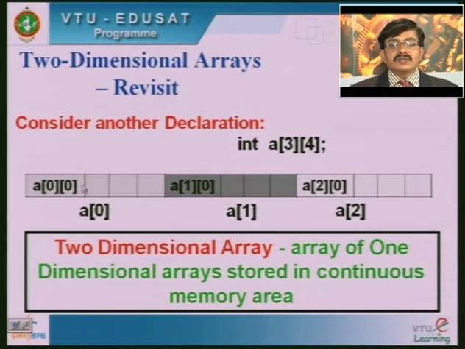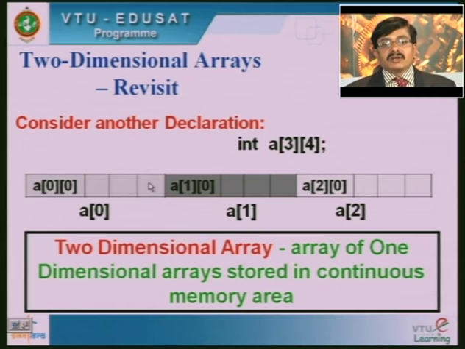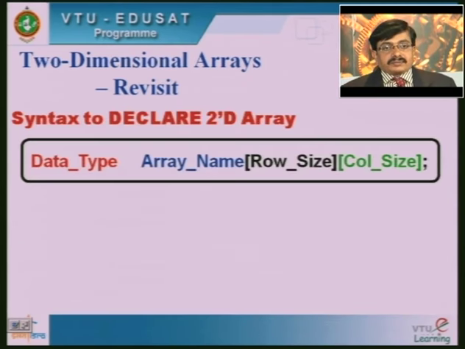You can see the 0th array, followed by the first array, and following the first row of elements we have the second row of elements, and so on. All the rows will be stored in a continuous memory area, and since each row is a one-dimensional array, the elements of the row will again be in continuous memory locations. That is the reason we can define a two-dimensional array as an array of one-dimensional arrays stored in a continuous memory area. Now we have seen the syntax of declaring a two-dimensional array.